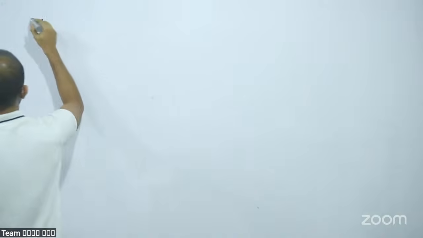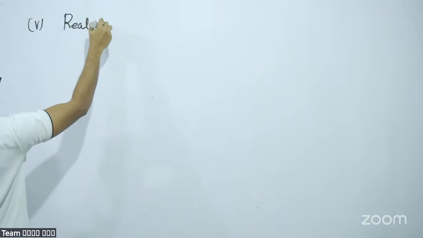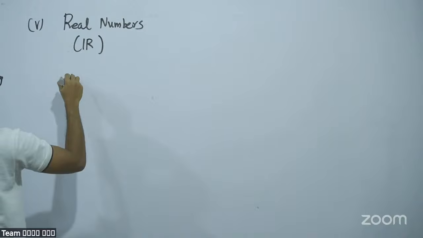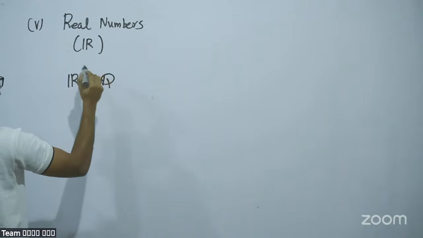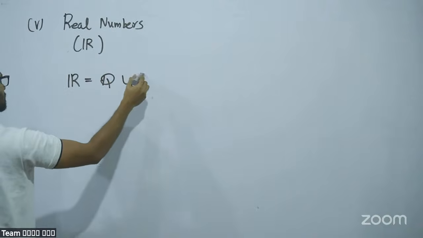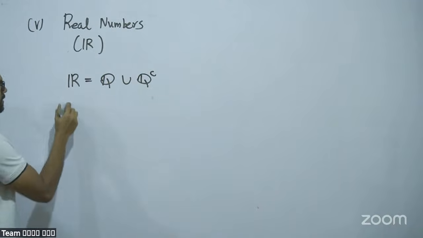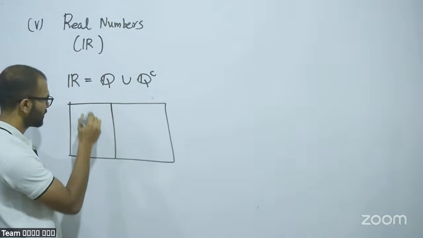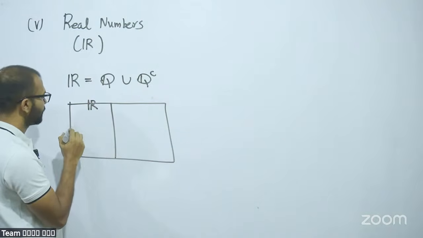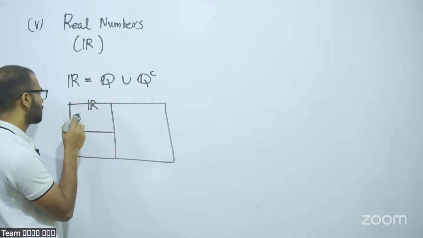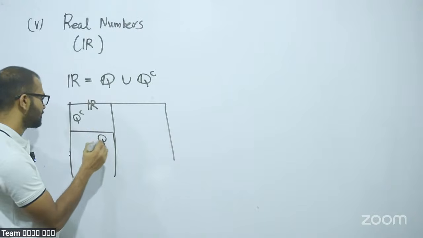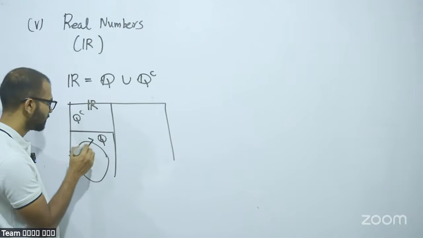And the last one is the fifth one. Real numbers. It has the notation R. R is the union of two sets, rationals and irrationals. So here we have the real number set. We can divide this one into two parts, irrationals and rationals. Inside rationals, we have integers.